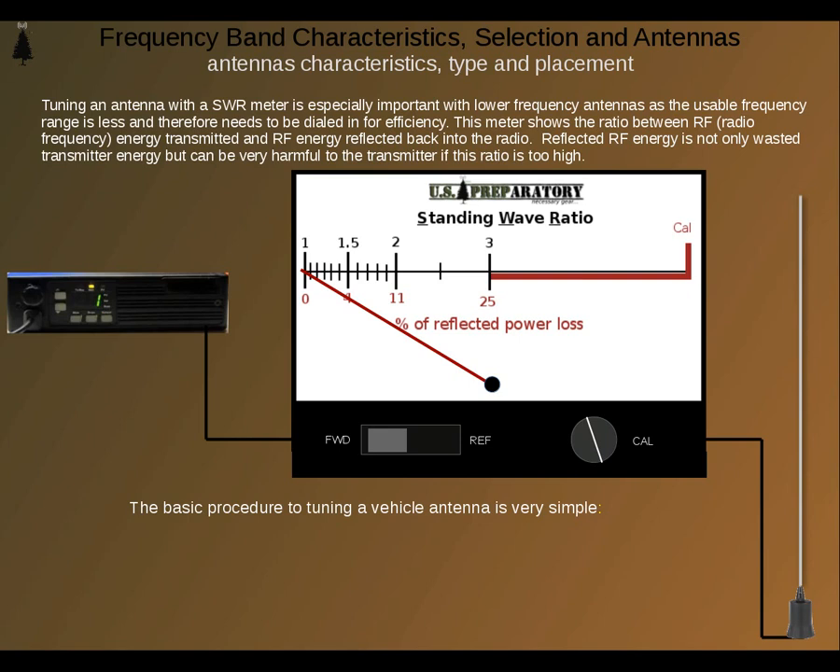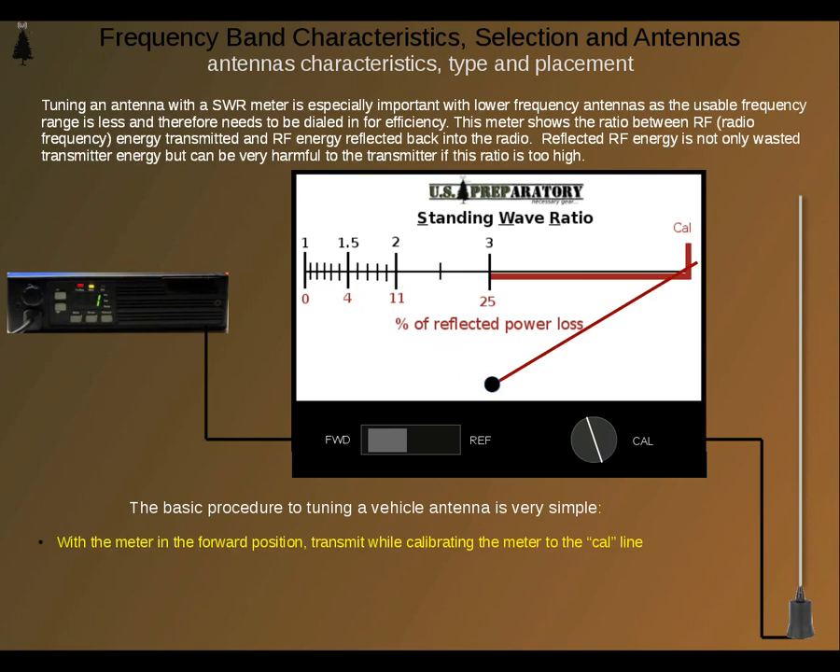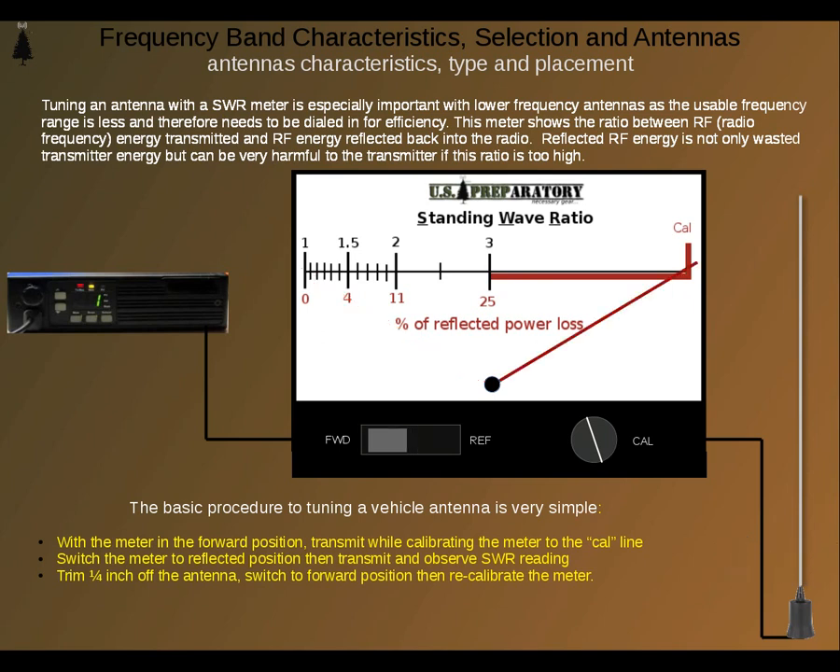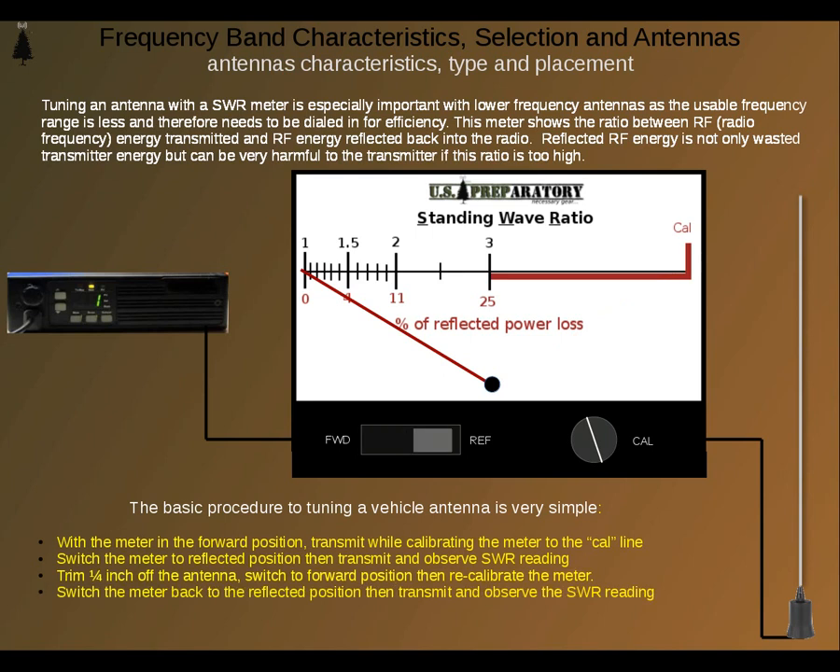The basic procedure for tuning a vehicle antenna is very simple. With the meter in the forward position, transmit while calibrating the meter to the cal line. Switch the meter to the reflected position, then transmit and observe the SWR. Trim 1/4 inch off the antenna. Switch to forward position, then recalibrate the meter. Switch the meter back to the reflected position, then transmit and observe the SWR reading. Repeat these steps to achieve the lowest SWR reading and antenna efficiency.